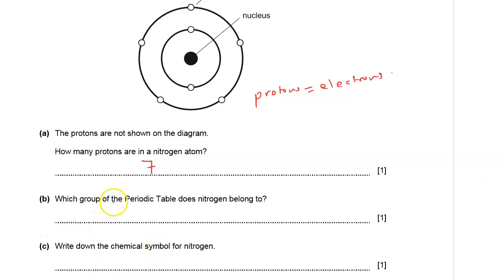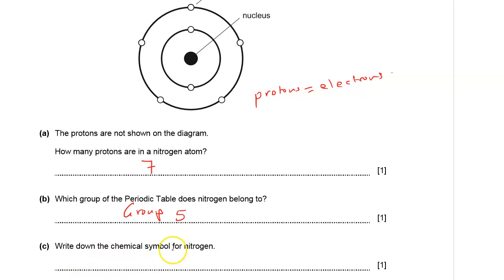B. Which group of the periodic table does nitrogen belong? Of course, the electrons in the outer orbit are called valence electrons, and they help us to know which group. So this outer orbit has got 1, 2, 3, 4, 5 electrons. So nitrogen belongs to group 5. Group 5 of the periodic table.